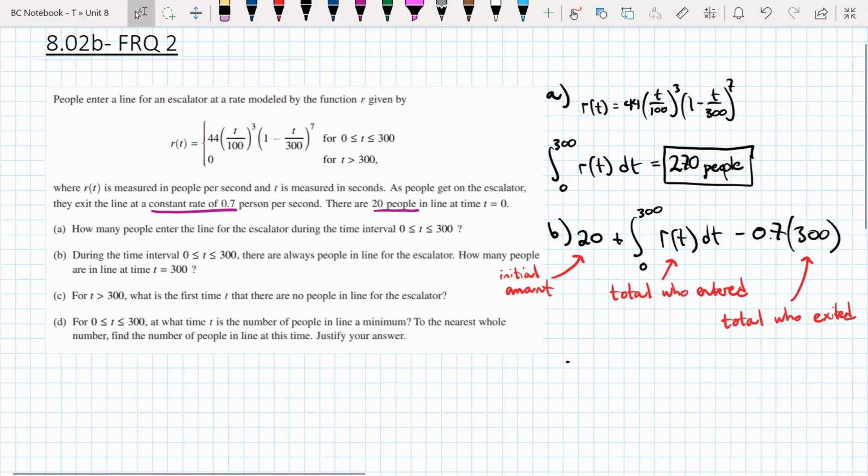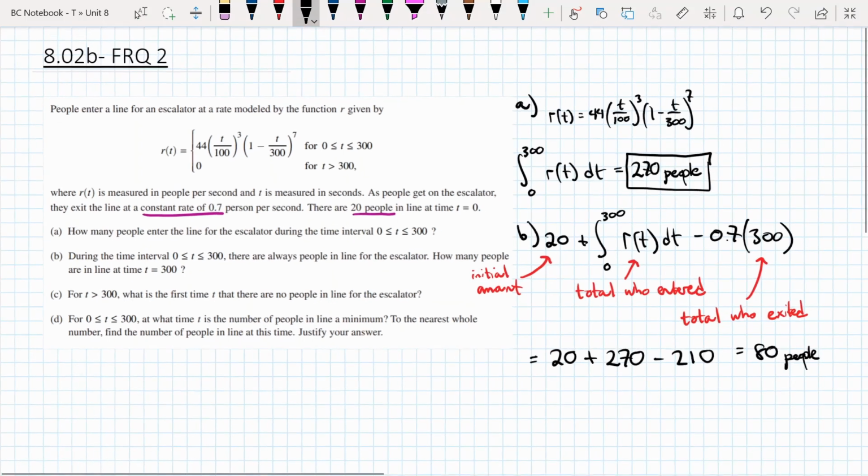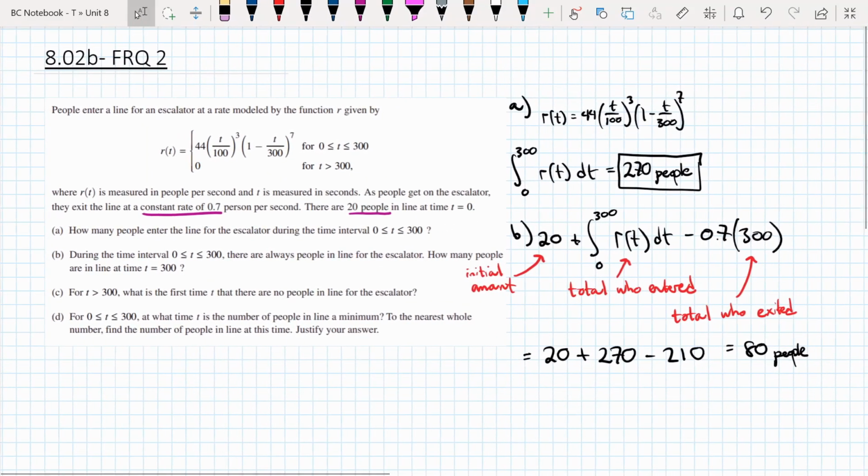Okay, now let's evaluate this. So this is 220 plus 270. 70% of 300 is 210. And so 490 minus 210 is 280... that's 80 people. That's the total number of people who are left in line at t equals 300, which is going to segue into our next question, which wants us to determine the first time that there are no people in line for the escalator.